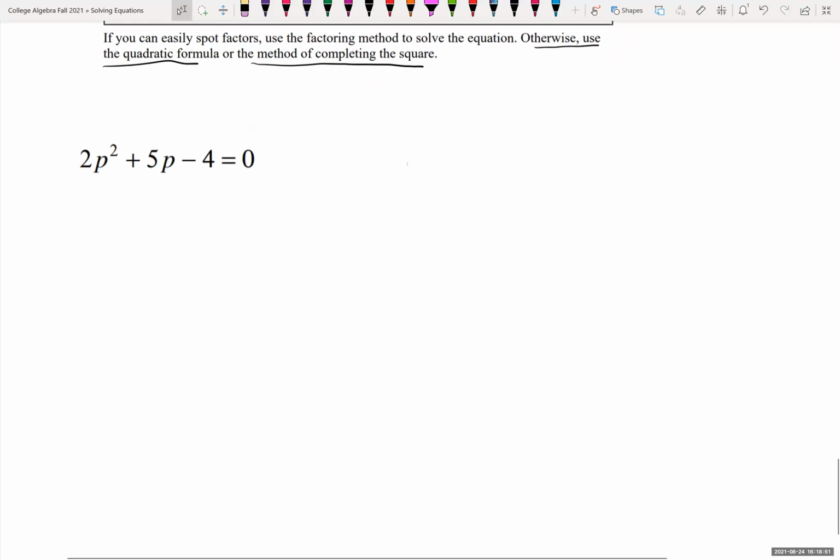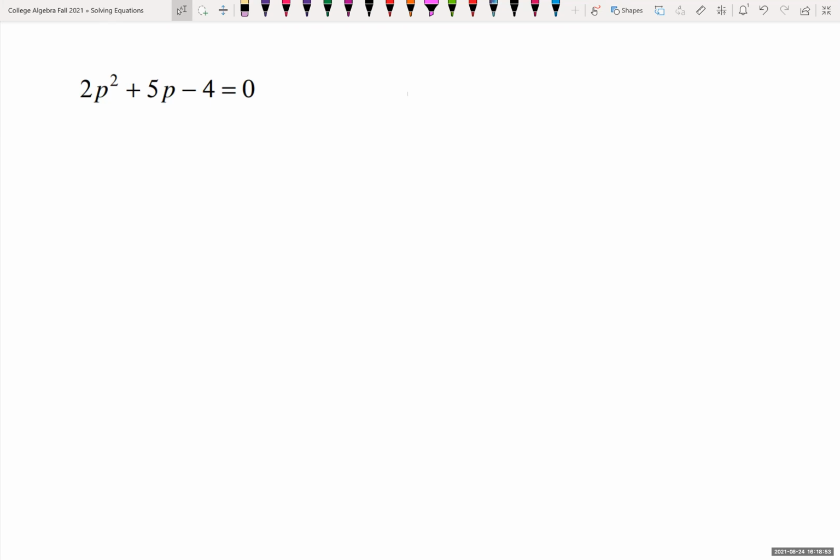Okay, so we have a quadratic equation in front of us: 2p squared plus 5p minus 4 equals 0. And we want to find how many solutions, or what type of solutions, this will have. And sometimes that's all we want to know. Maybe we don't even want to know or care about what the solutions are.